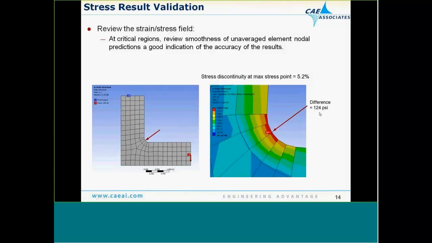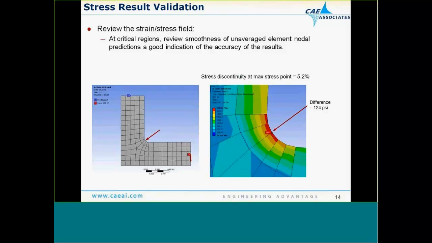When we do that, we may see something like these two elements disagree on the value at this node. The difference between them is 124 psi. That's 5.2% of the total stress. Now, is that an acceptable value? This is something that I can't tell you. This is something that you have to use your engineering judgment to assess.